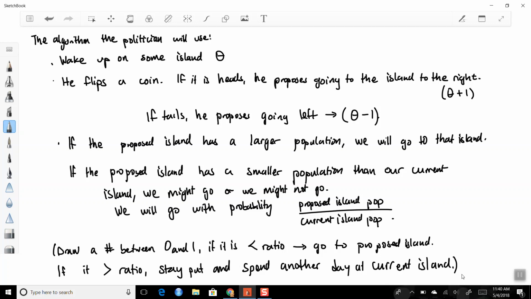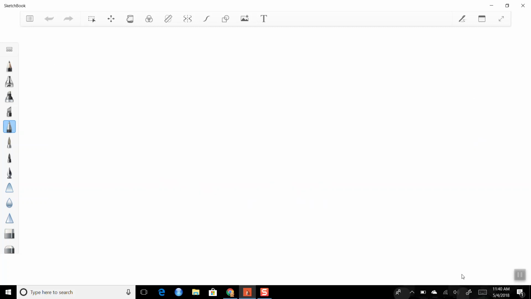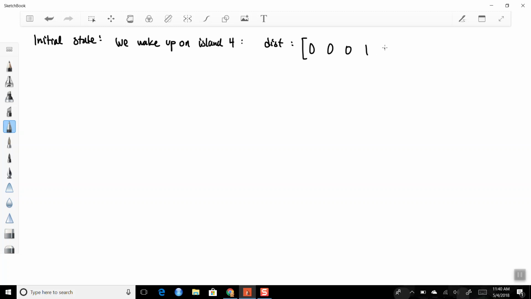All right, so let's just kind of show what this might look like. Okay, so let's say our initial state is we wake up on island 4. So our distribution now at time 0 is 0, 0, 0, 1, 0, 0, 0. Okay, so this represents the different islands. So right now our distribution is we are on island 4.